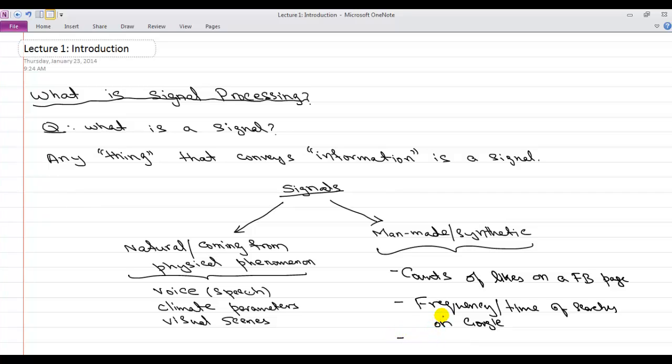Let's say I am sending tweets about the class with this hashtag RUEC 346. The times at which these tweets go out, if I record those times, that's a signal. Okay? So timing information of tweets is a signal.